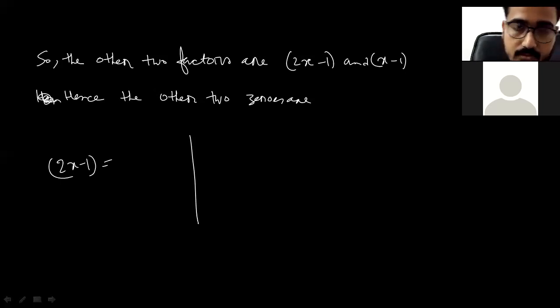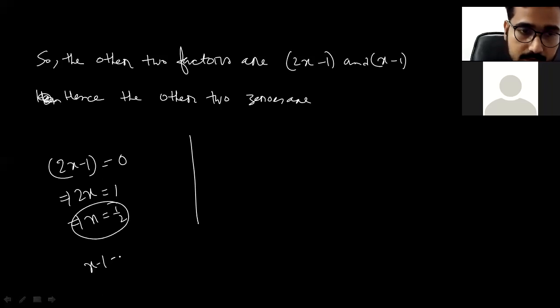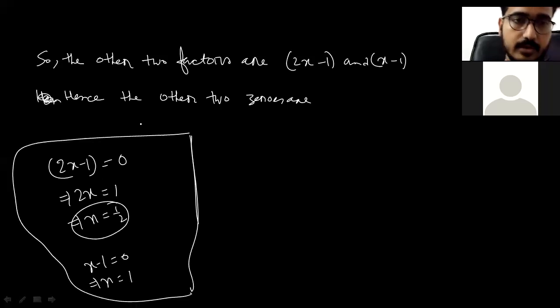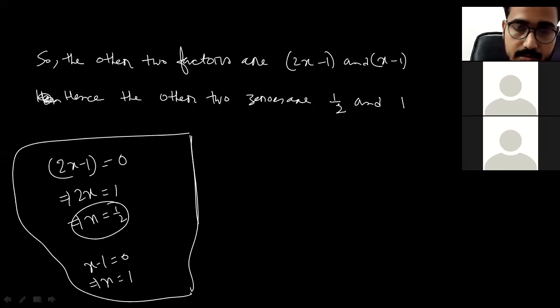When you equate, now see, for finding the roots from a factor, you have to equate this factor equal to 0. So from here, 2x will be 1, so x will be half, so this will be 1 root. And another will be x minus 1 equal to 0, so x will be 1. This is written roughly, no need to write in the answer sheet. So hence the other two zeros will be half and 1. So clear all of you? These two are the other two roots of this given polynomial.